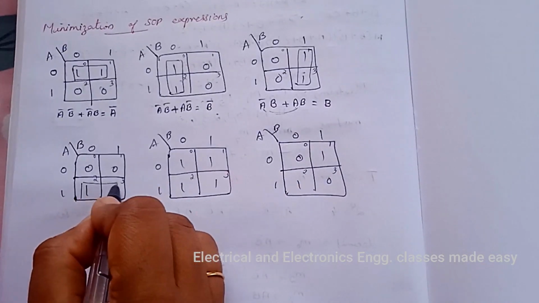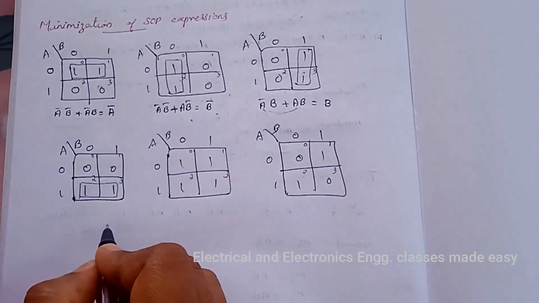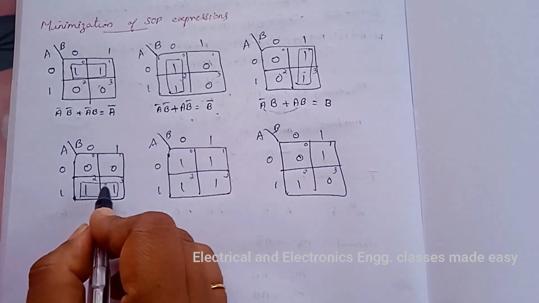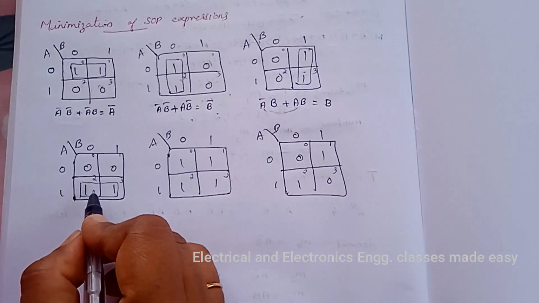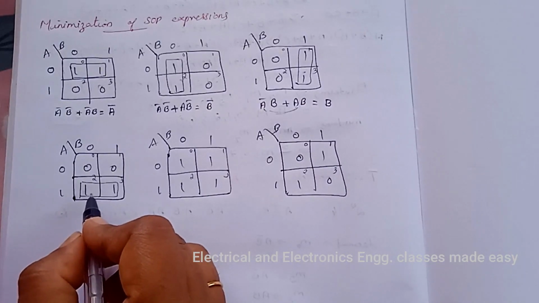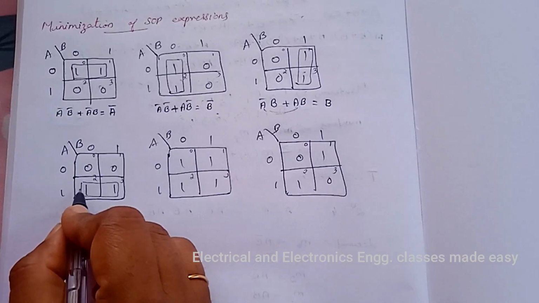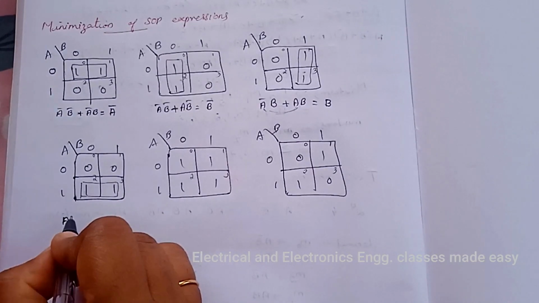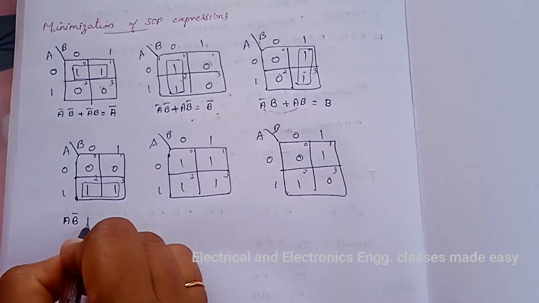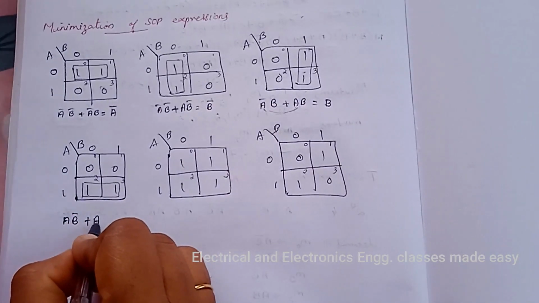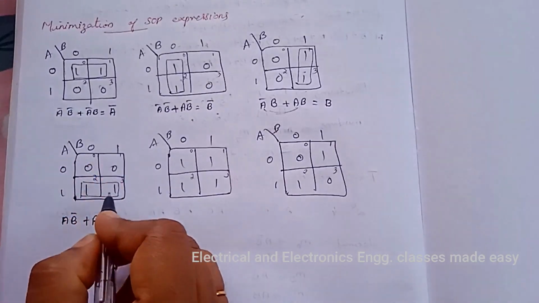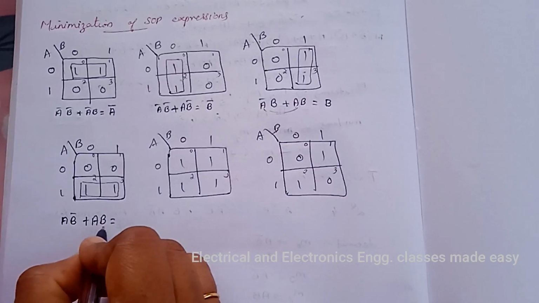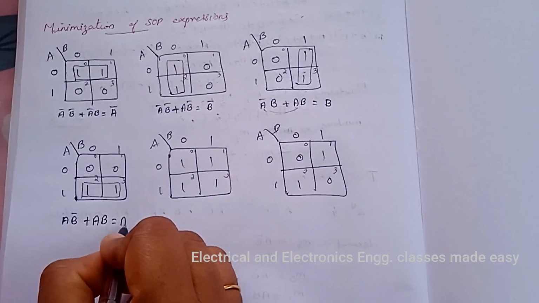Here also these two are adjacent. Two squares are said to be adjacent to each other if their minterms differ in only one variable. So here also we can write A B bar plus A B, and the variable that differs is B, so the answer is A.